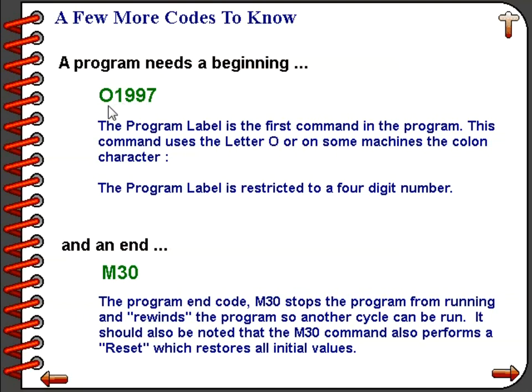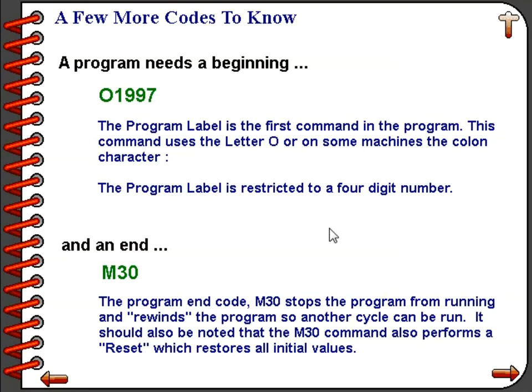The program label code is the letter O. Sometimes you'll see the character colon used for this purpose as well. The program label would consist of the letter O, or the colon character, followed by a 4-digit number. Notice that this is a whole number and no decimal points are allowed.